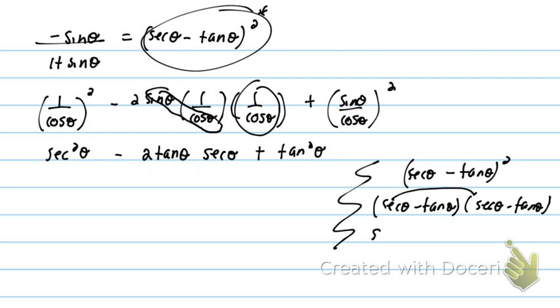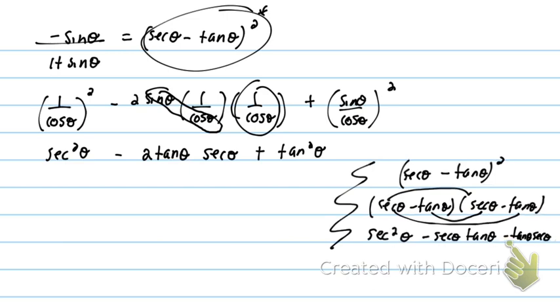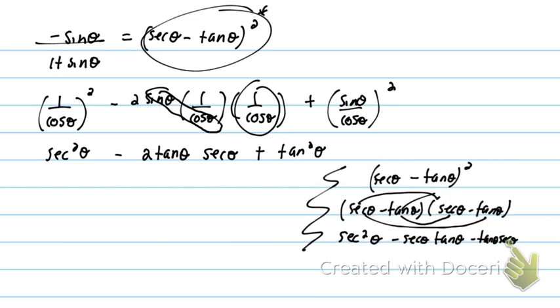Secant times secant would be what? Secant squared. Do you see it? Secant times negative tangent would be what? Negative secant theta tan theta. This would be negative tan theta secant theta. Let me make a little room. And then this one times this one would be plus what? Tangent squared. Does everybody see that?